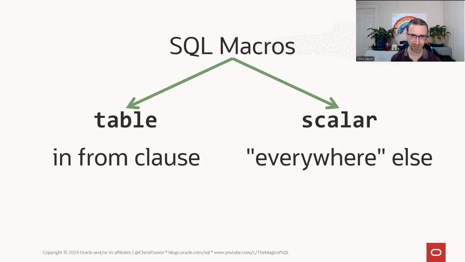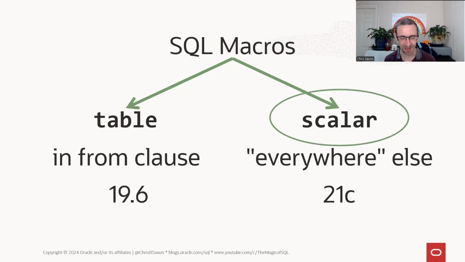Another thing is SQL macros were a 21C feature, but table macros only were backported to 19C. So those of you, which I think most of you are probably still on 19C, hopefully most of you are on 19C, maybe a few of you are on 21C, table macros are available to you today, but I'm going to focus on scalar macros because they're what we're talking about in terms of PL SQL functions. They're the closest to a PL SQL function.